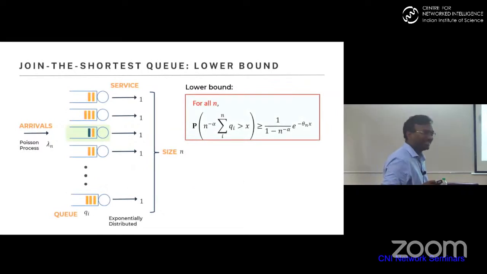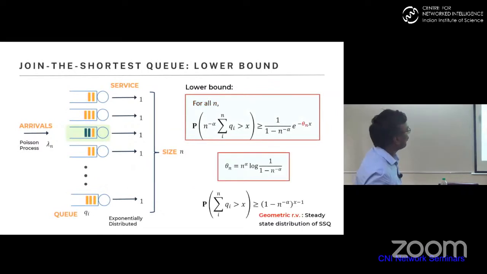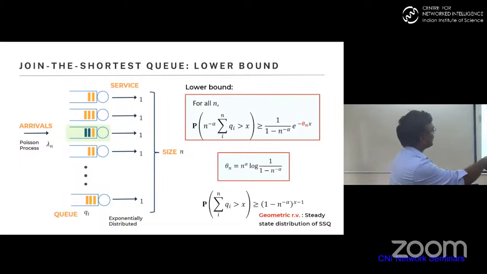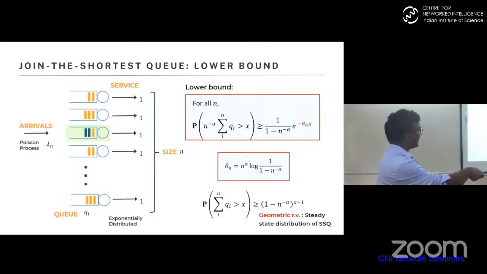Okay, good, lower bound. So it can be shown that, in fact, if you look at this lower bound, this theta n is of this form. If you substitute this theta in log, e power log should cancel. If you simplify it, the lower bound looks like this. This is actually geometric randomness. It's a tail of geometric randomness with appropriate parameters. And we know that the steady state distribution of a single server queue, M/M/1, is geometric. So this is actually not a coincidence.